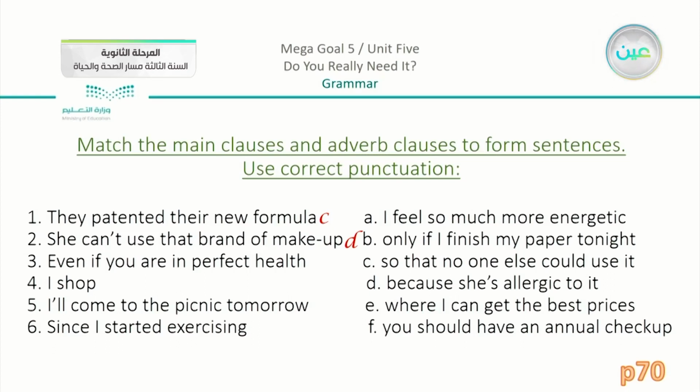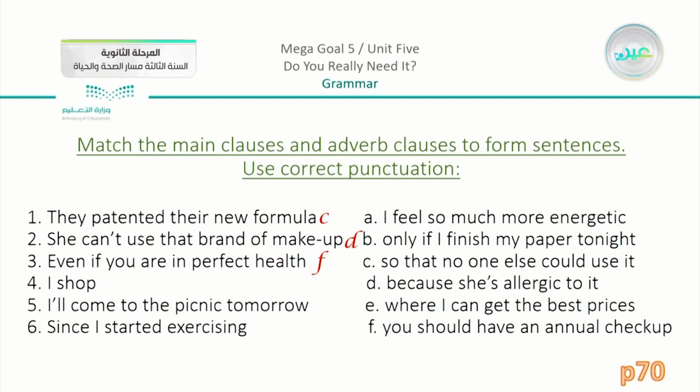Then we have the second one, number 3, even if you are in perfect health. So we have something concerning health here. Now we can see that even if you are in perfect health. So which one can we see? We see that something concerning health is going to be F. Why? Because we have your annual checkup. So our complete sentence: even if you are in perfect health, you should have an annual checkup.